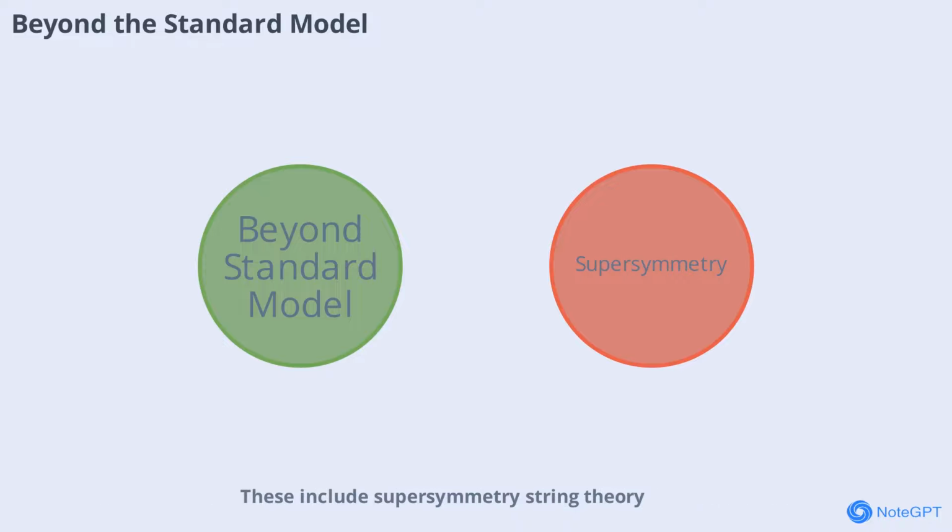Many physicists are working on theories that go beyond the Standard Model. These include supersymmetry, string theory, and theories involving extra dimensions. While these ideas are still being tested, they offer exciting possibilities for understanding the universe at an even deeper level.